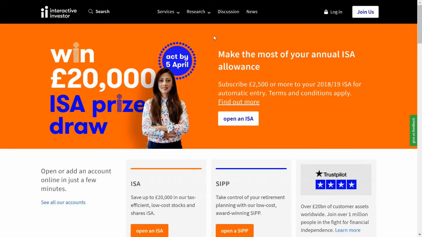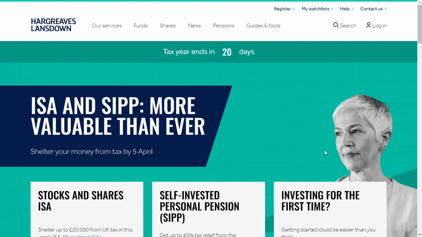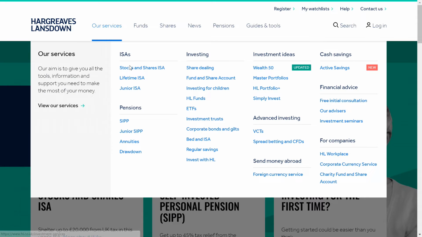Looking at Interactive Investor and clicking on Services, we can see their accounts on offer. Likewise, looking at Hargreaves Lansdown and clicking on Our Services will show theirs. There is one common theme: confusion. Shall we just quit this investment malarkey and go down the pub instead? Wait! We have the answers!